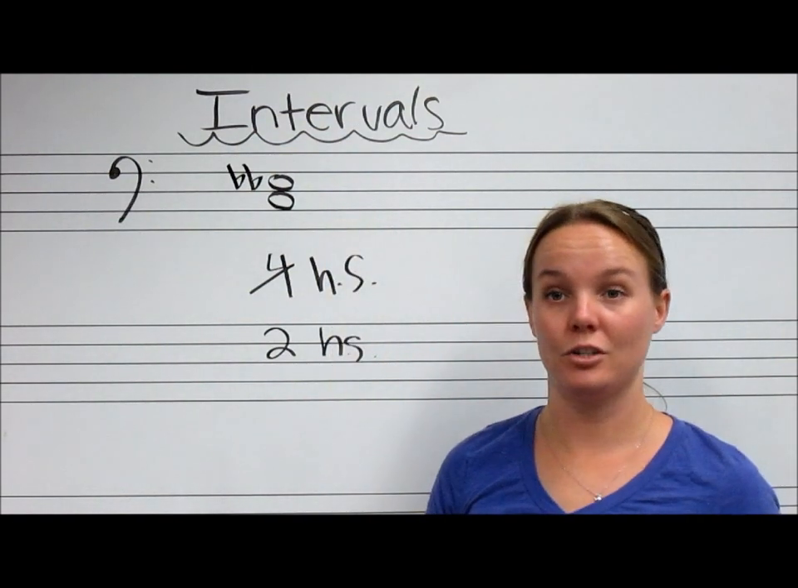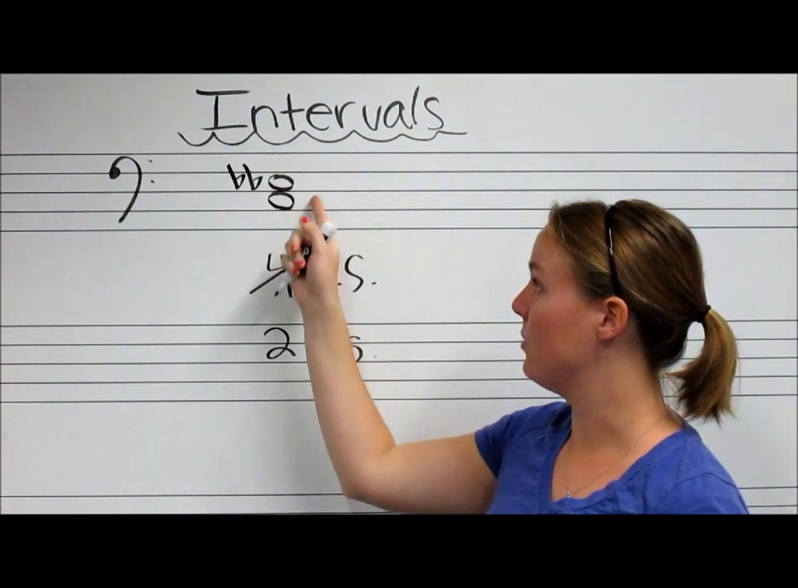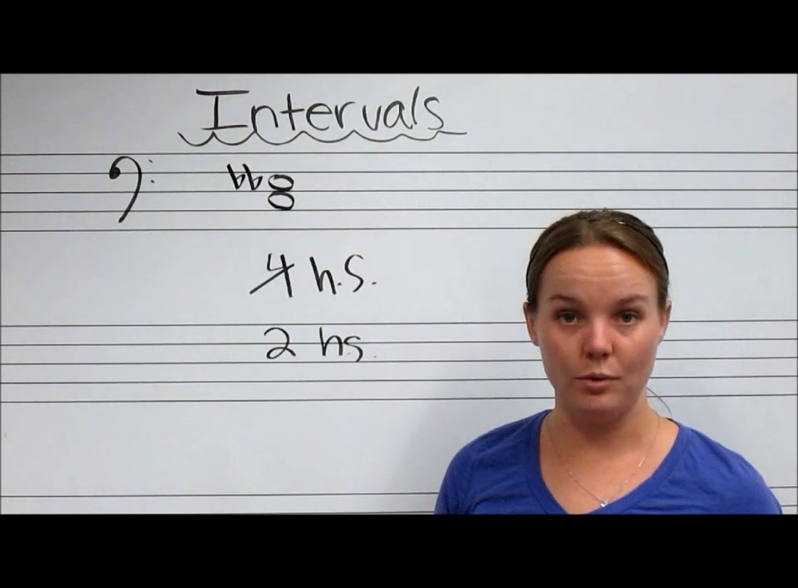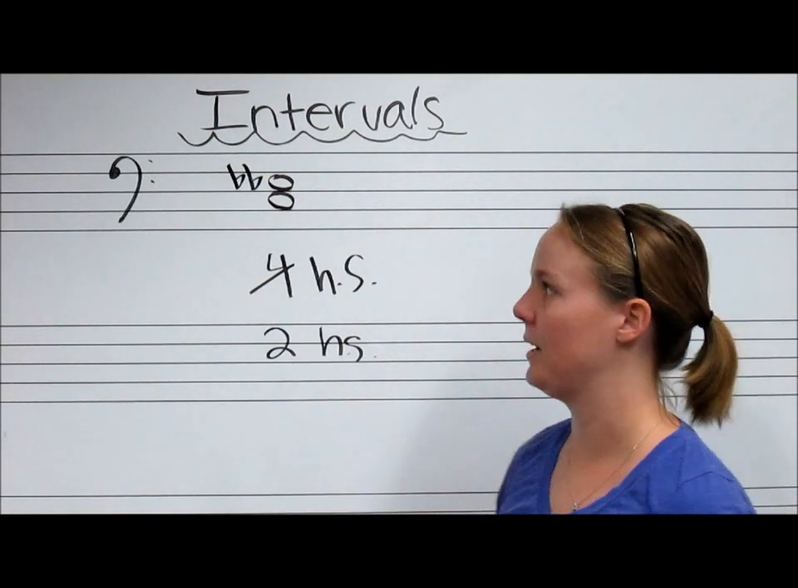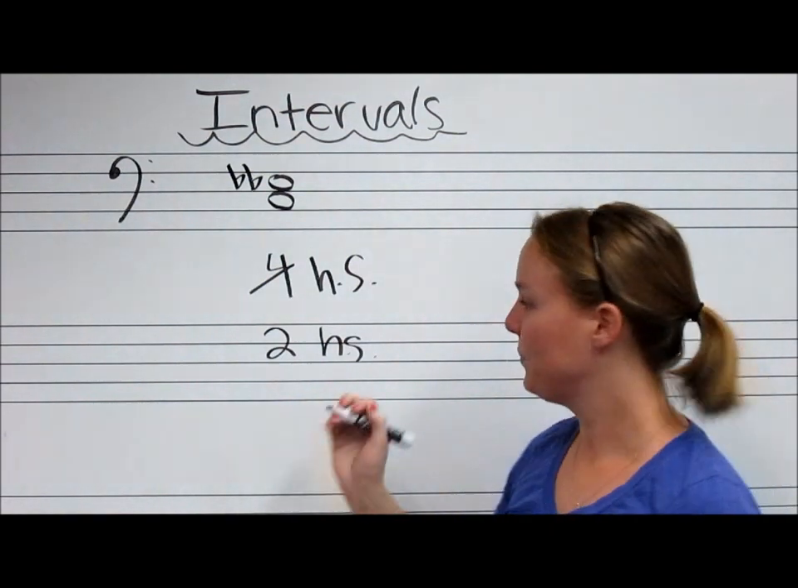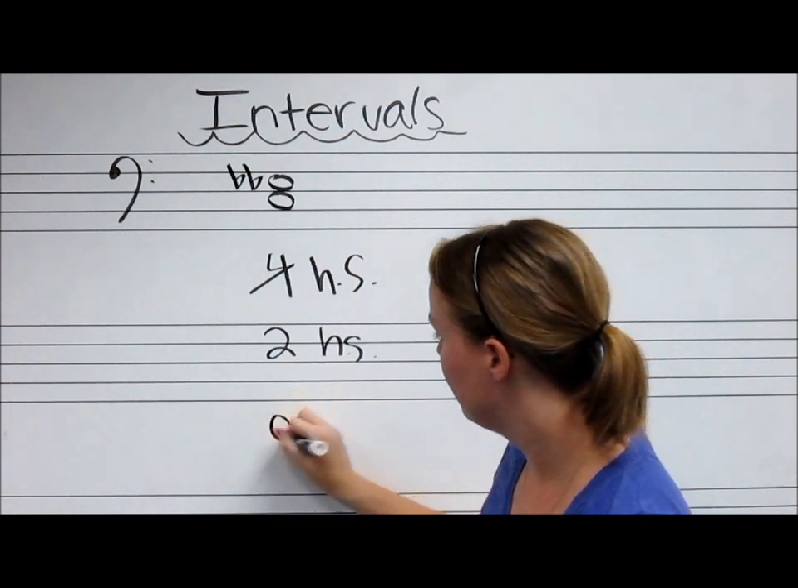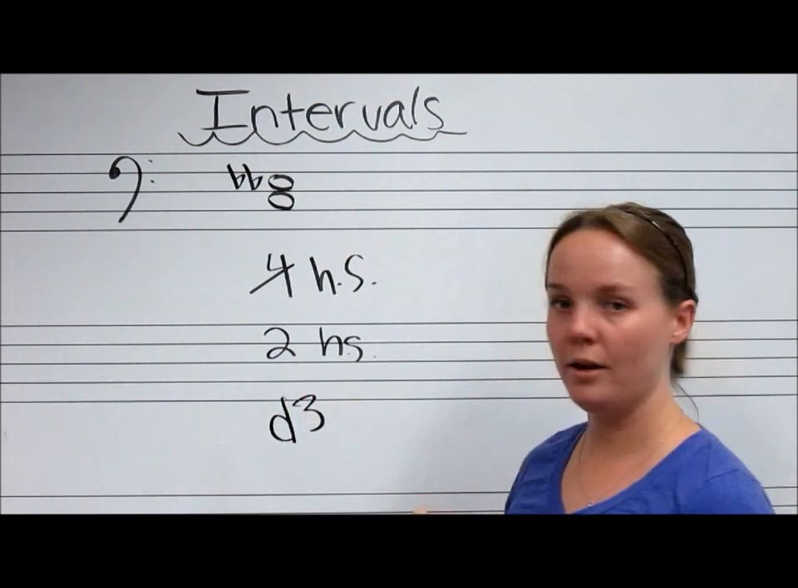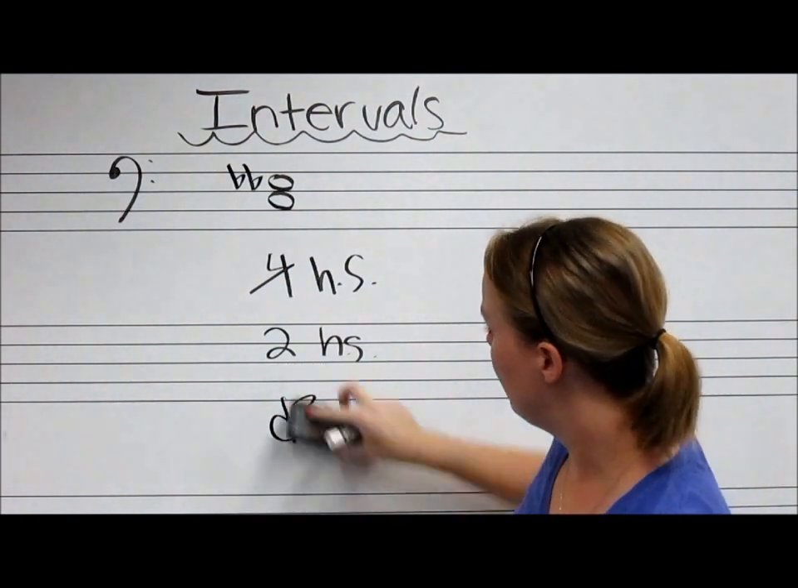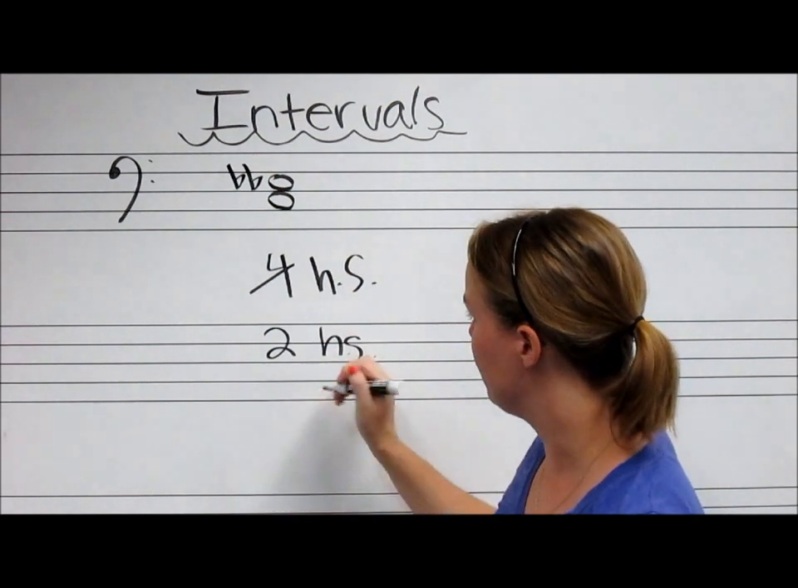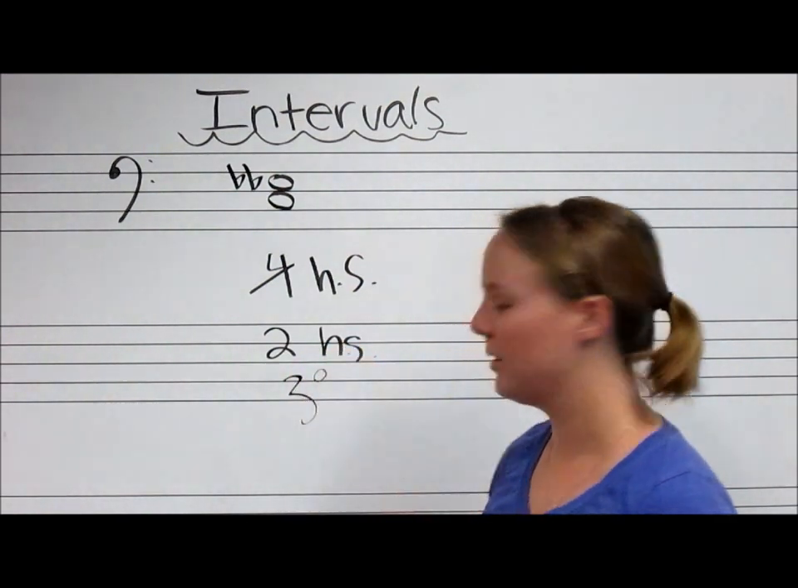Now making it diminished. So the difference between these 2 notes, the interval, is 2 half steps, and that's going to make it a diminished third. So you can write that a diminished third that way, or a 3 with a degree sign, like that.